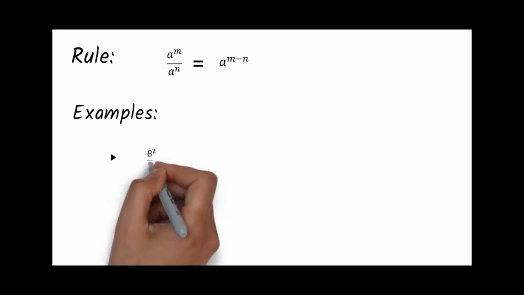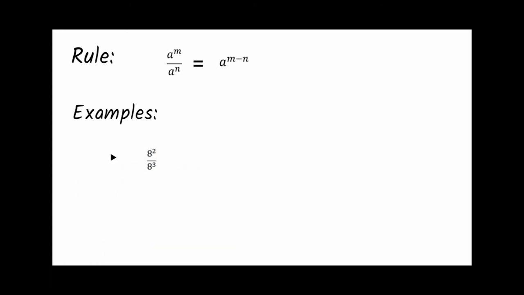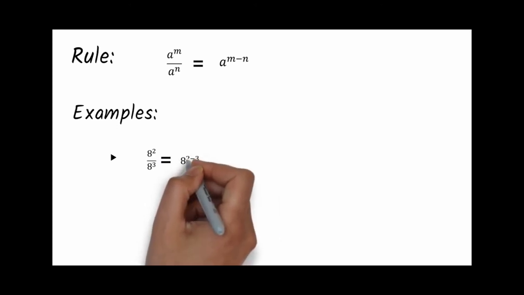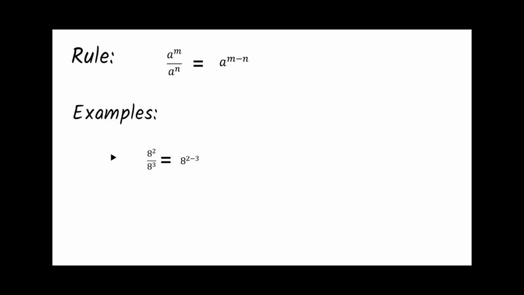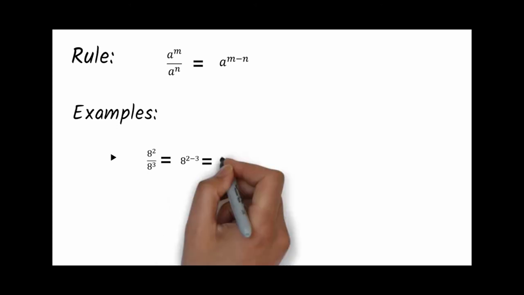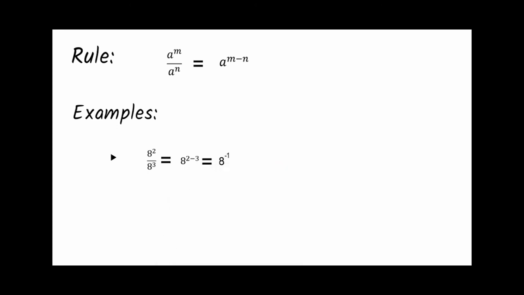If I have 8 squared over 8 cubed, now both the numerator and the denominator are exponents and they have the same base. So this can be simplified into 8 raised to the power of 2 minus 3, following the rule. Okay. So 2 minus 3 is equal to negative 1. So what we have is 8 raised to the power of negative 1.